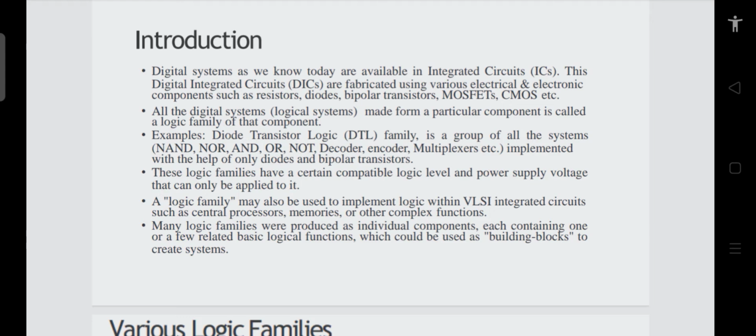For example, the diode transistor logic family. In the diode transistor logic family, we use basically two or three components: diodes and transistors, and sometimes resistances are also used. Then all the basic gates like AND, OR, NOT, universal gates like NAND and NOR, and the decoder, whatever circuits we have studied so far, are implemented with diode transistor logic. So that family is called the diode transistor logic family.